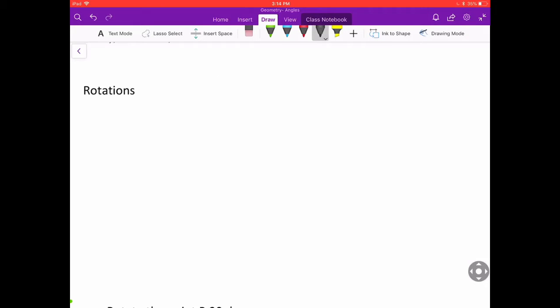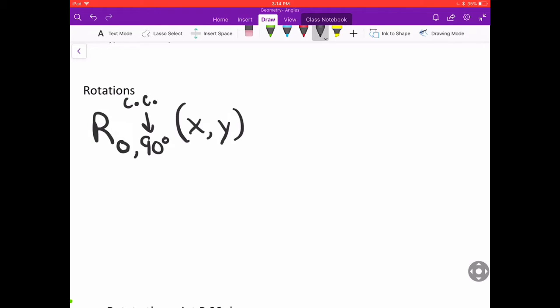So a rotation is always now done with a capital R. It usually has a point here. We're going to call it O for the origin, and then we're going to have a degree measure. So for example, the first formula is 90 degrees. Now this angle means counterclockwise. All right, the only time it's going to go clockwise is if it is a negative angle, which we're not going to see in this video, and we'll talk about in class when we get there.